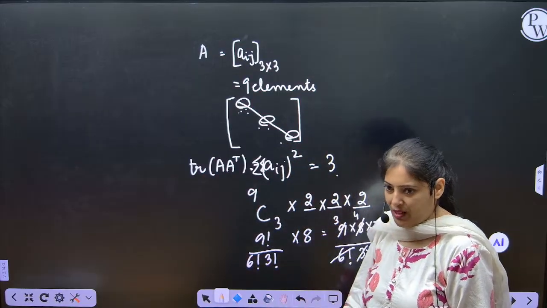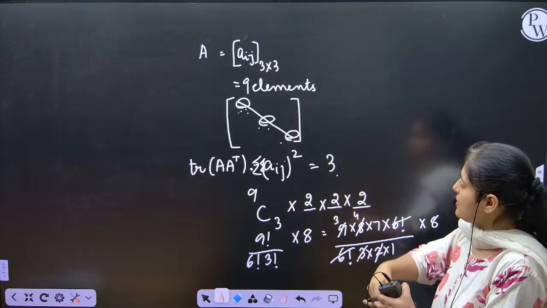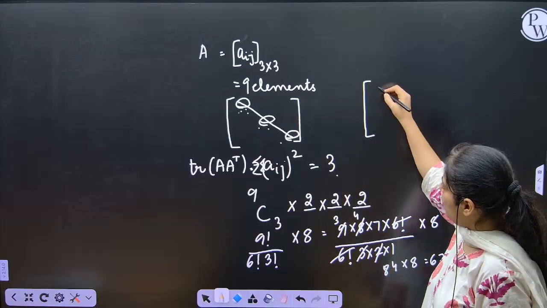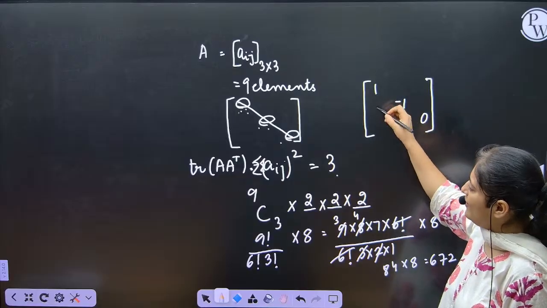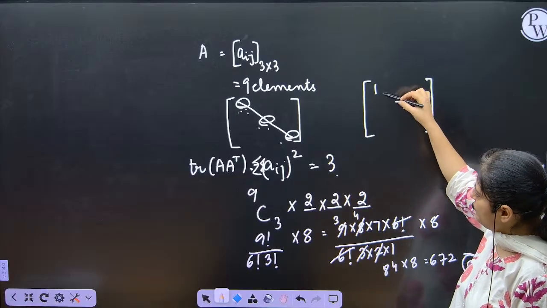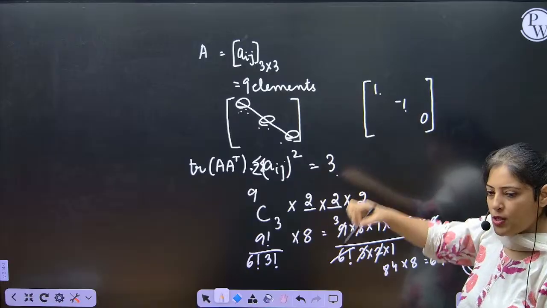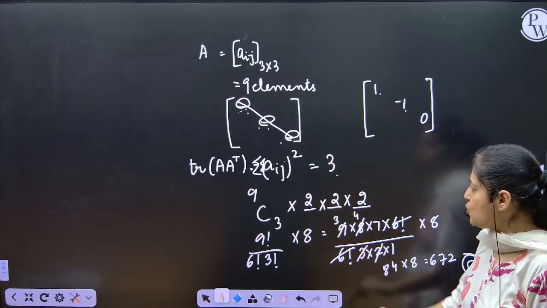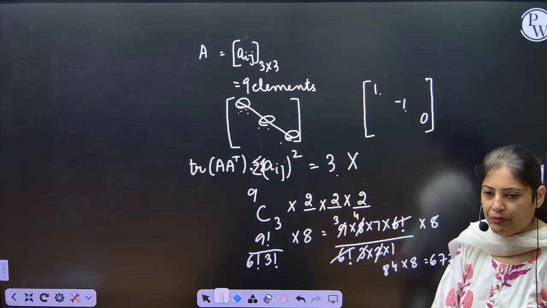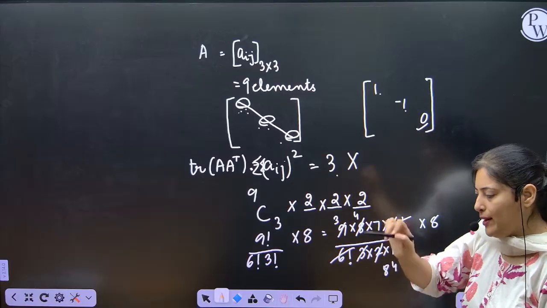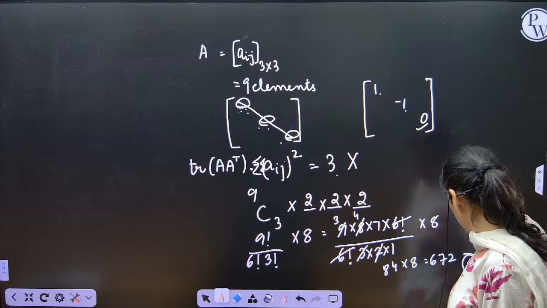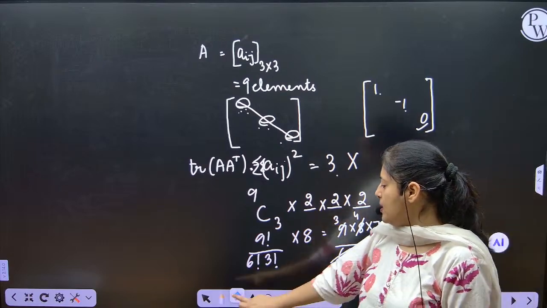No. Suppose this kind of matrix is there: suppose 1, -1 and 0, and the remaining elements are whatever. So 1 square is 1, -1 square is also 1, 1 plus 1 is 2, but that does not match 3. We want 3. That means it has to be either 1 or -1.